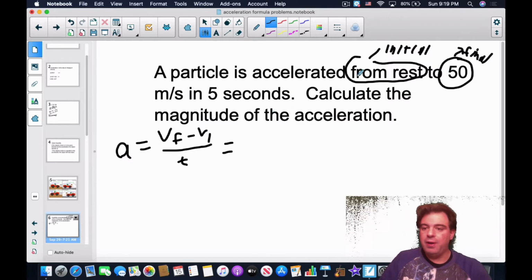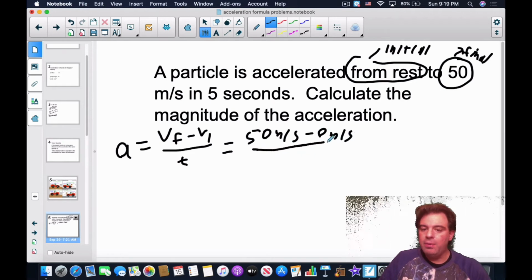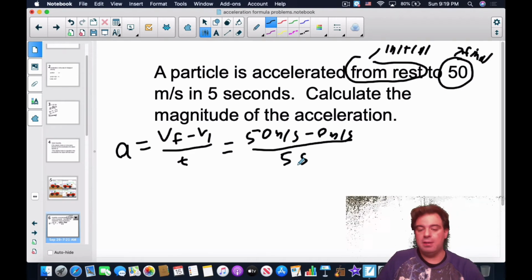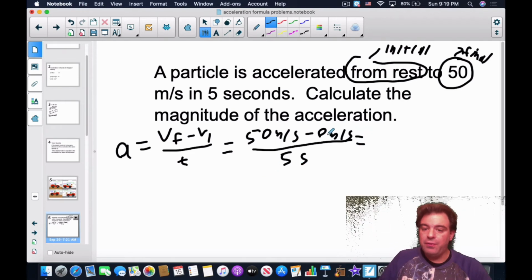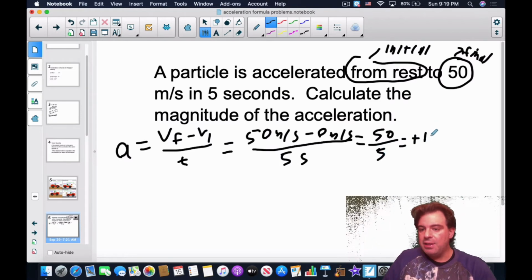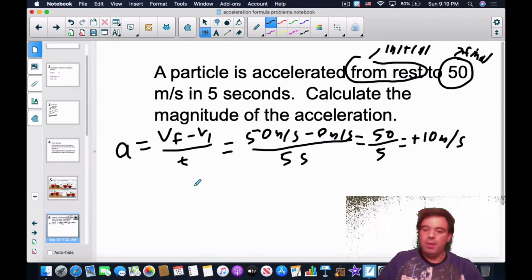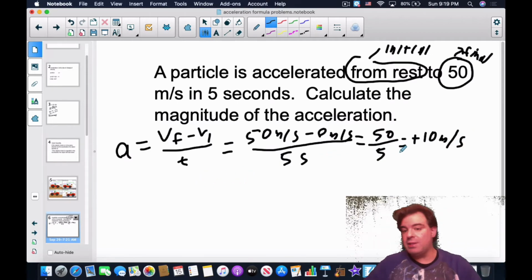So velocity final is going to be 50 meters per second. We put it right here, minus from rest, that is 0 meters per second. We put it right here, and we divide this by time, which in this case is 5 seconds. So as you can see, 50 minus 0 is 50, divided by 5. That is going to give us a positive 10 meters per second squared acceleration. So that's the acceleration for this object.